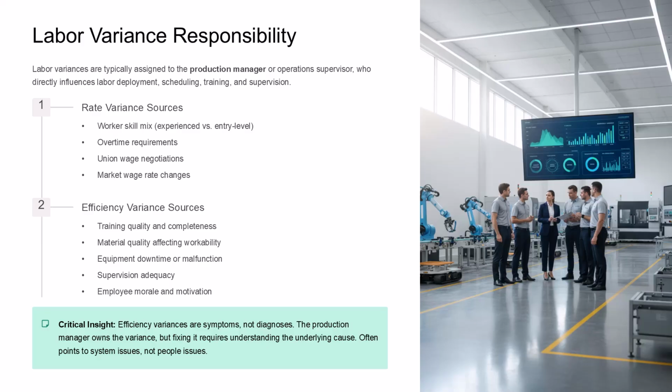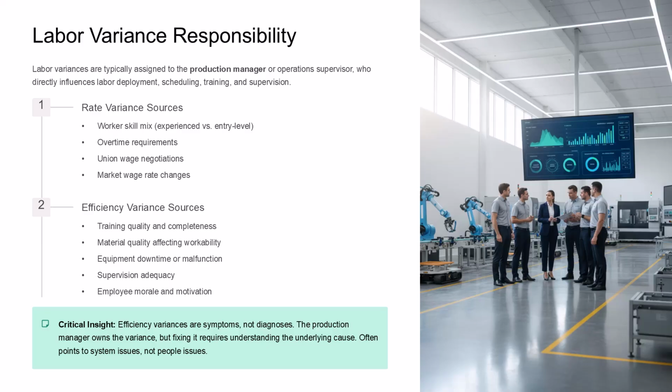Labor variances are typically assigned to the production manager or operations supervisor. This makes sense because production management directly influences labor deployment, scheduling, training, and supervision. The production manager decides how many workers to assign, which workers to assign, how tasks are organized, what training is provided, and how performance is monitored. All of these decisions affect both labor rate and efficiency. But let's dig deeper into each variance.